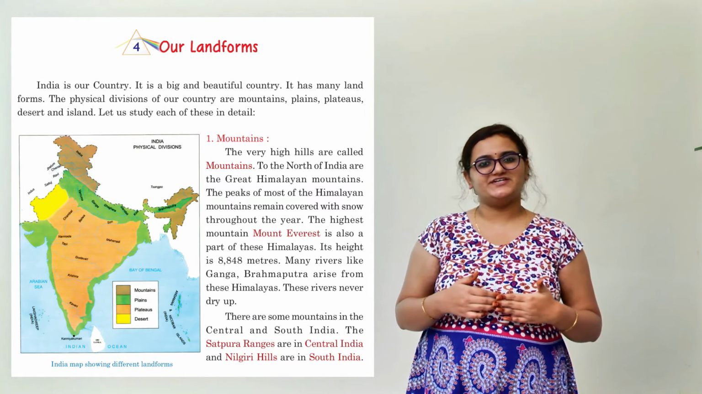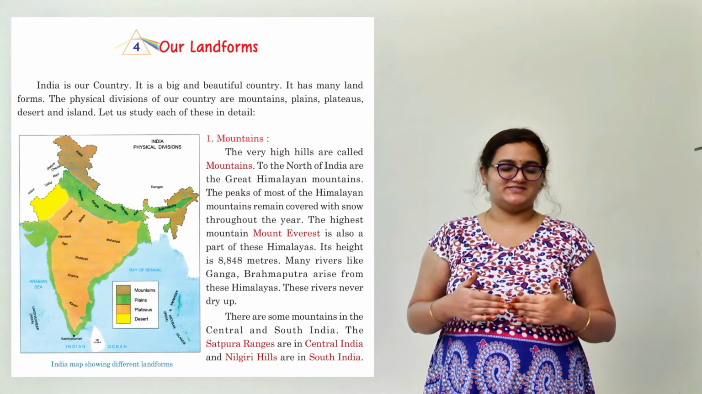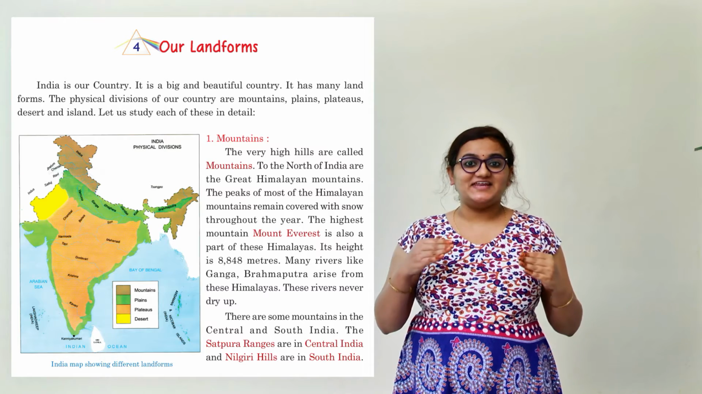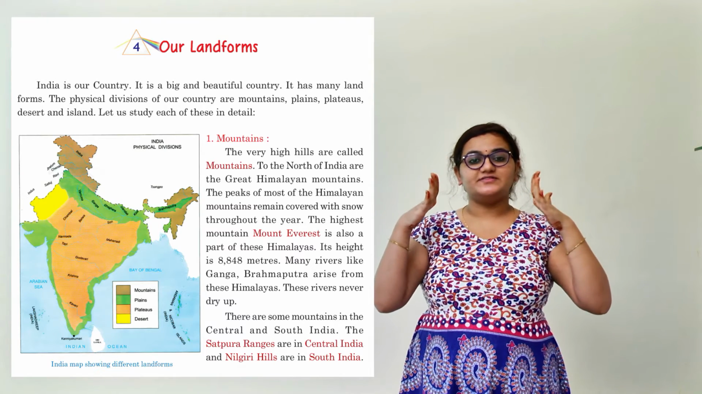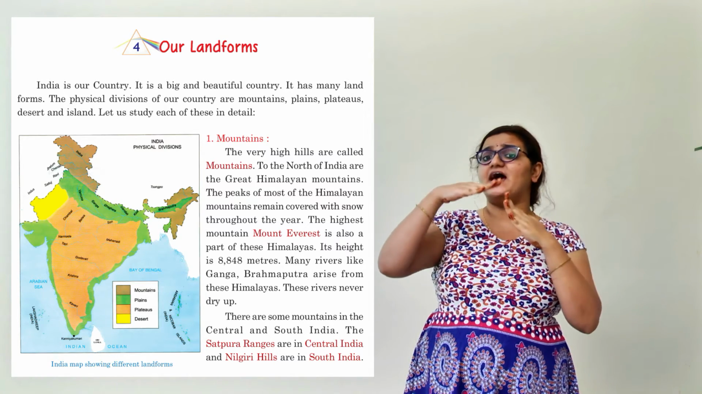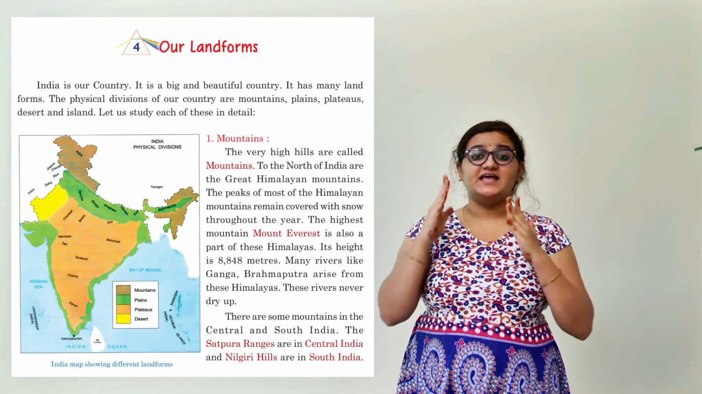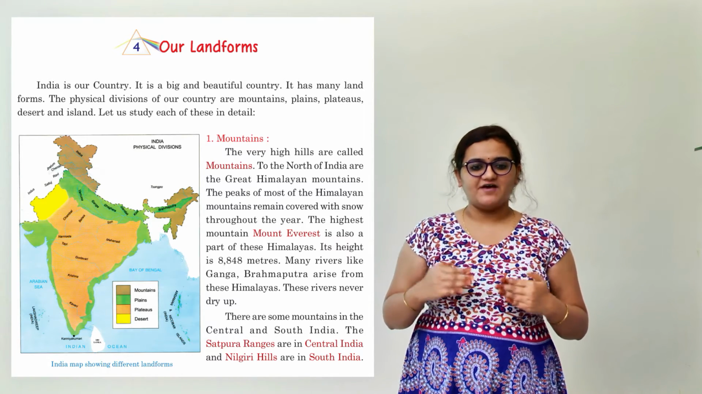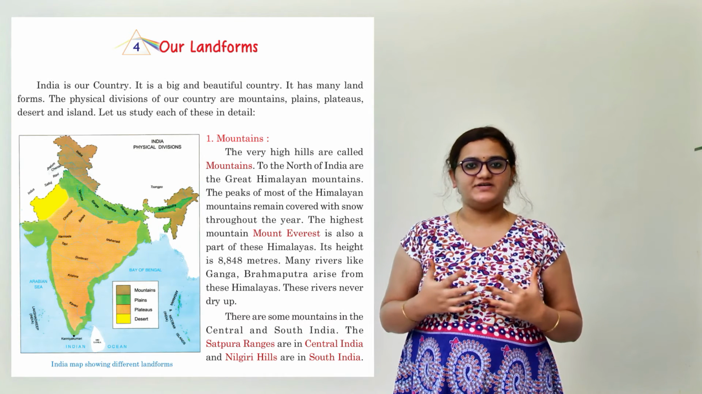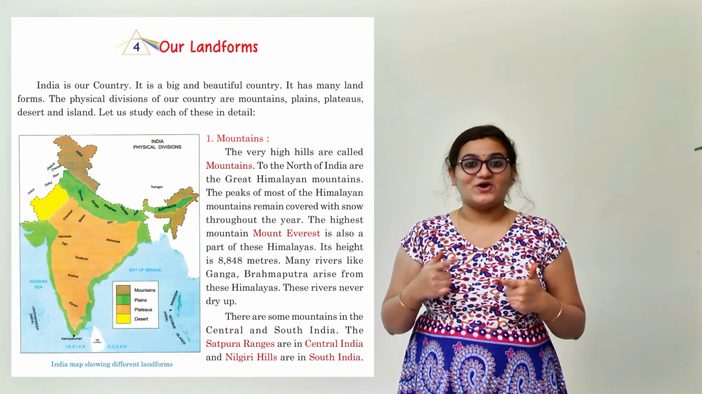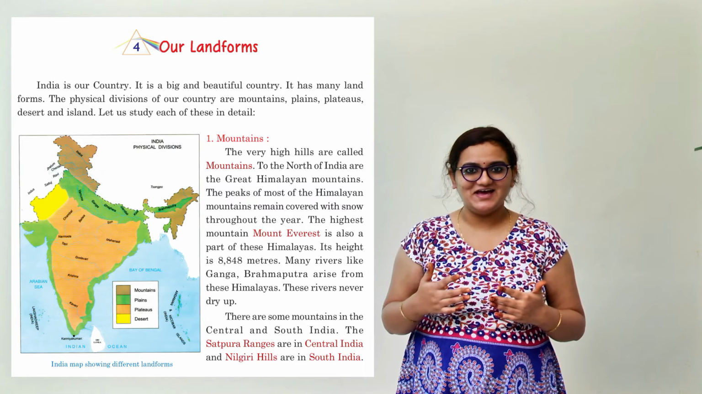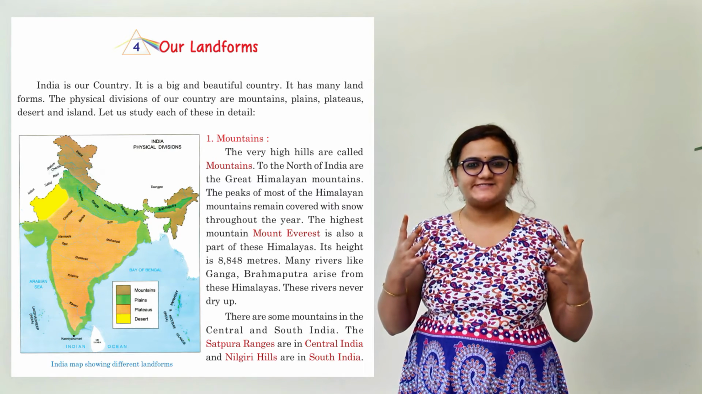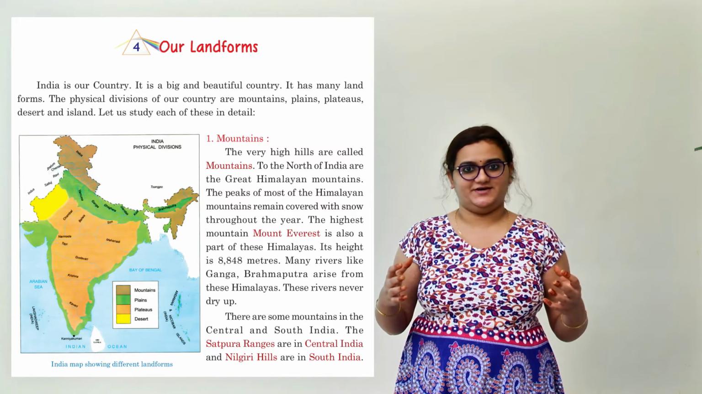What are mountains, children? I want you to think. Mountains are very high hills. So the very high hills, very much in height, are called mountains. So to the north of India, we have the peaks of mountains called what? What do we have in the north of our India? The Himalayan range. They are large mountains covered with snow all the year.